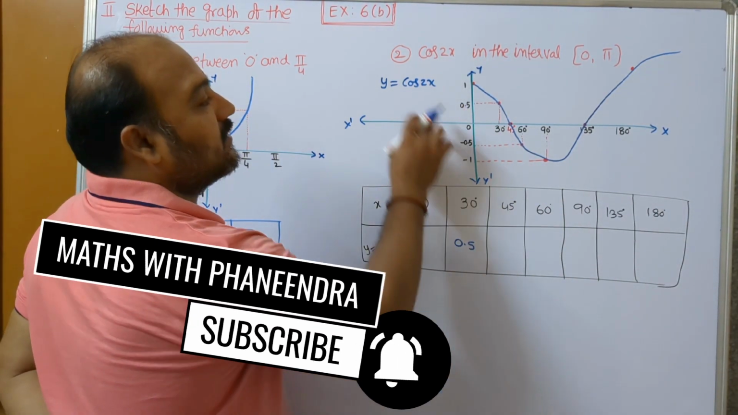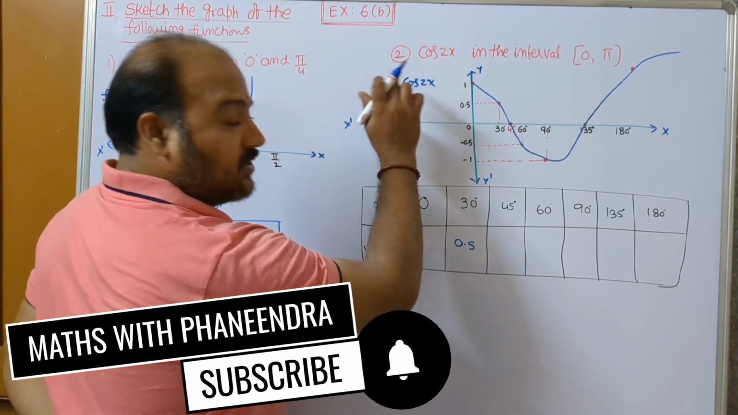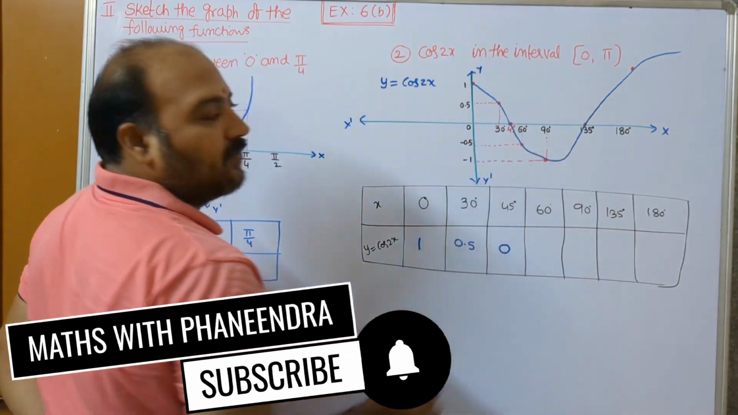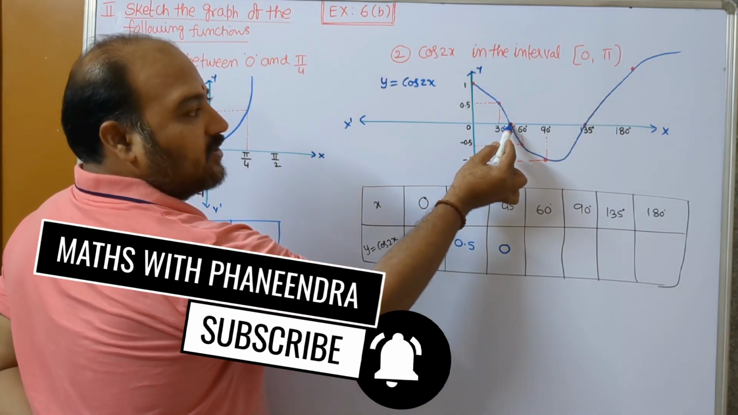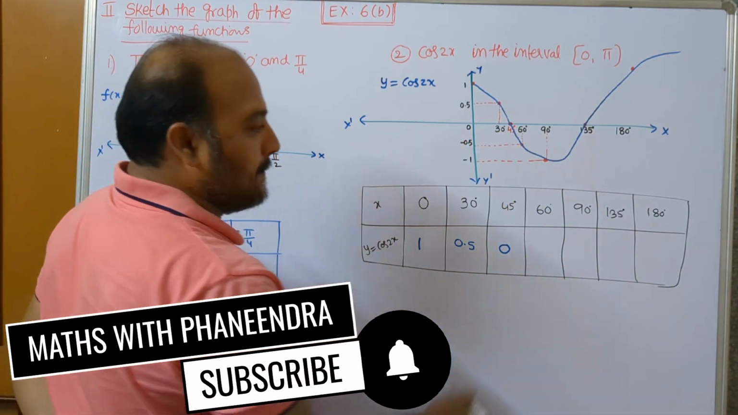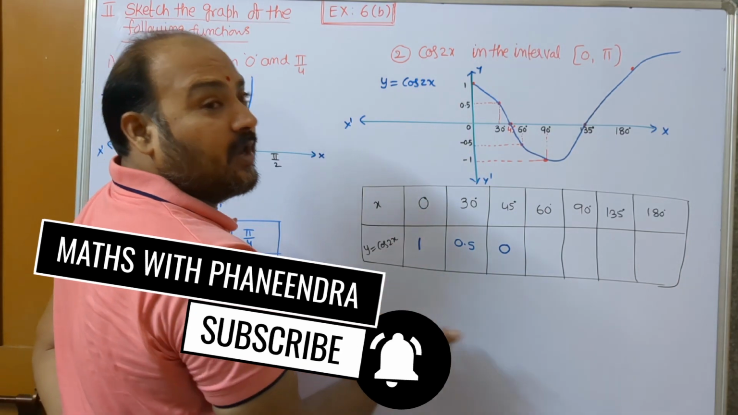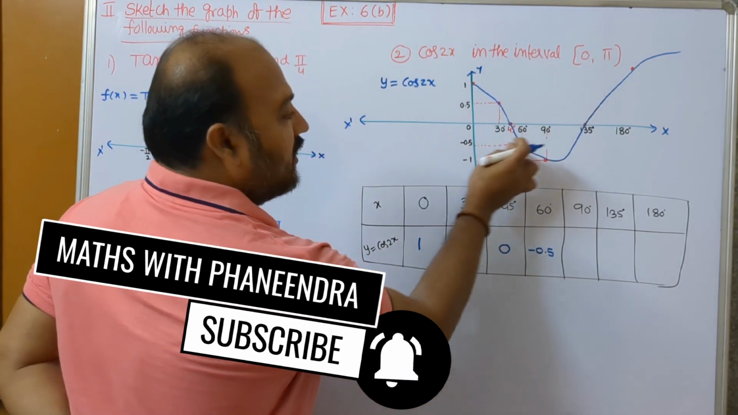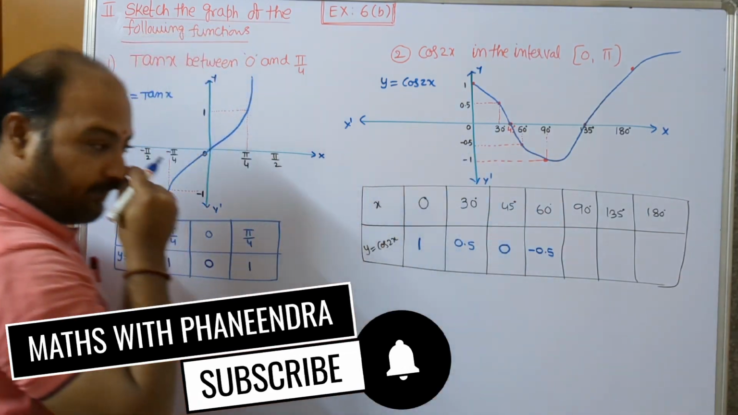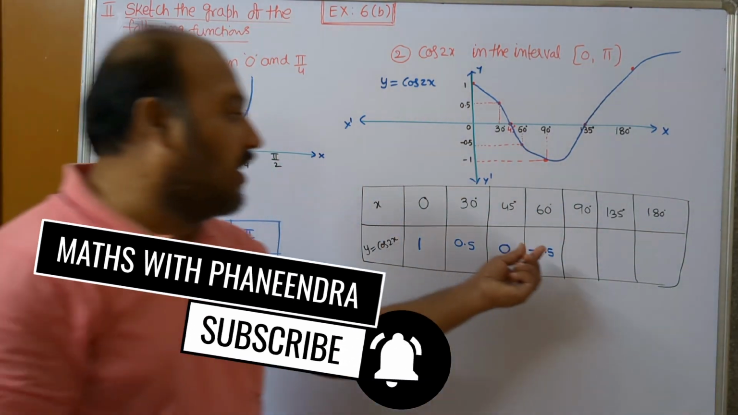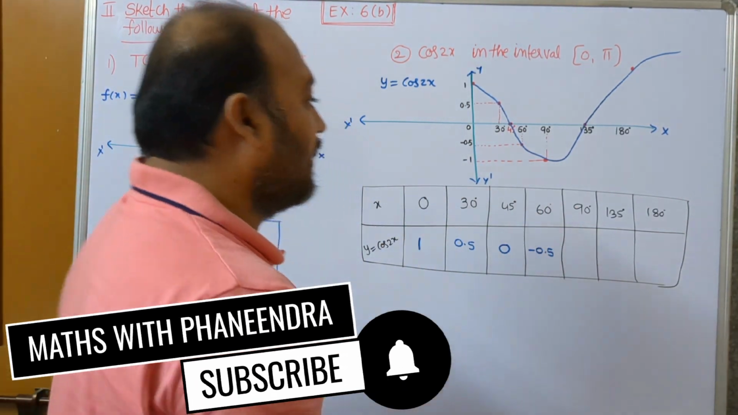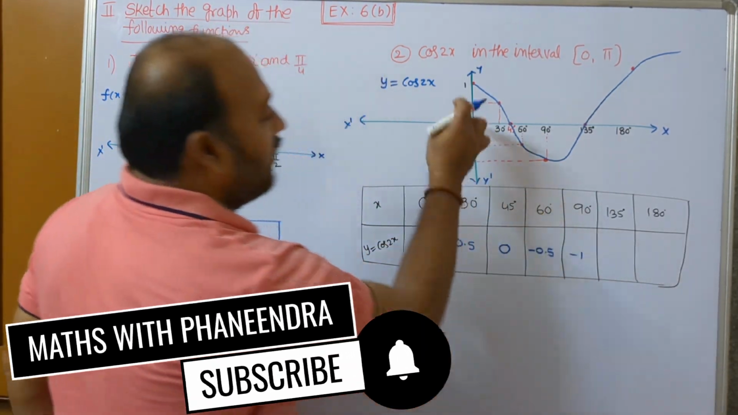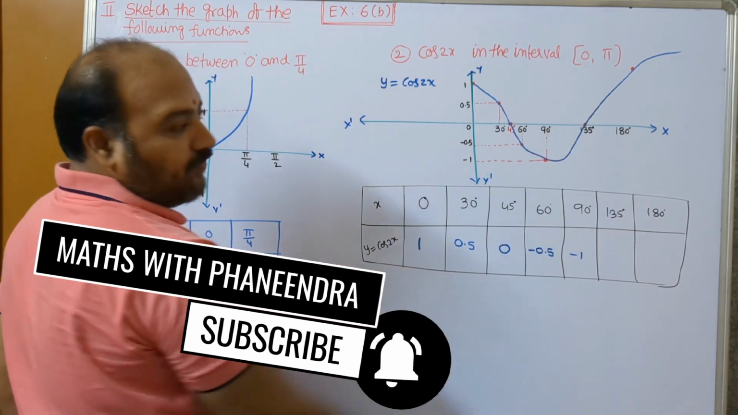45 degrees, cos 45 into 2, cos 90. Cos 90 value is 0, so it will be 0 here, on the x-axis. Next, x is equal to 60, cos 120 is minus 1 by 2, so minus 0.5 will be here. Next, x is equal to 90, cos 180 is minus 1. So minus 1 will be here from the graph.